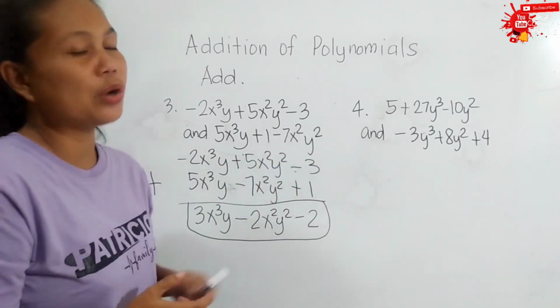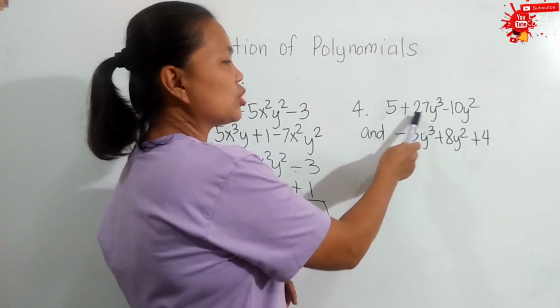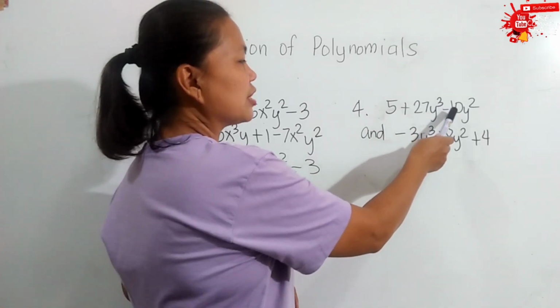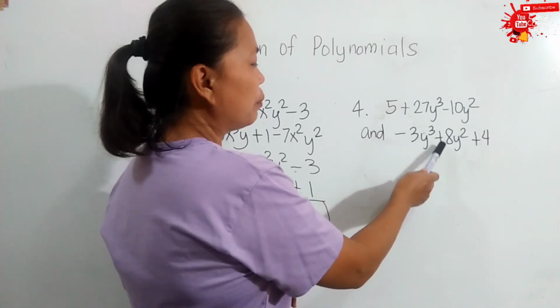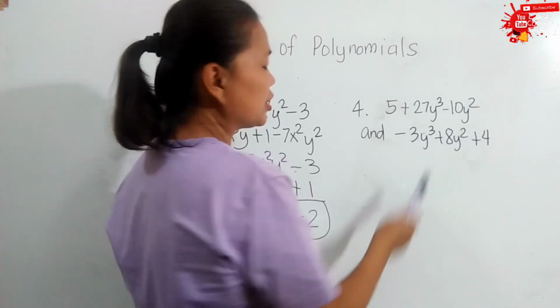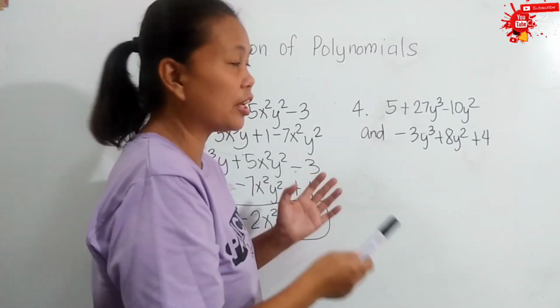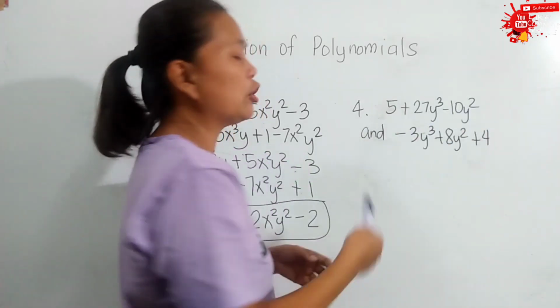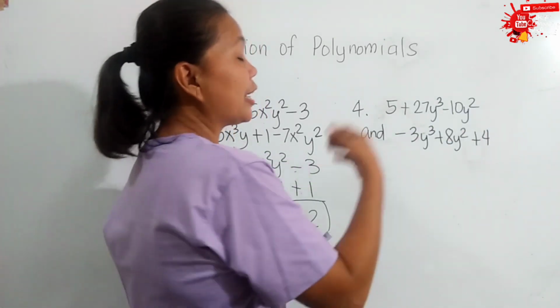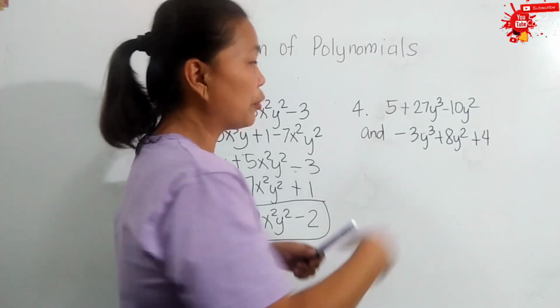So now let us proceed to our example number 4. We are given here 5 plus 27y cubed minus 10y squared, and negative 3y cubed plus 8y squared plus 4. If you notice, these two polynomials have the same degree, which is 3. So we can now arrange the first polynomial in decreasing or descending order of the degree of each term.